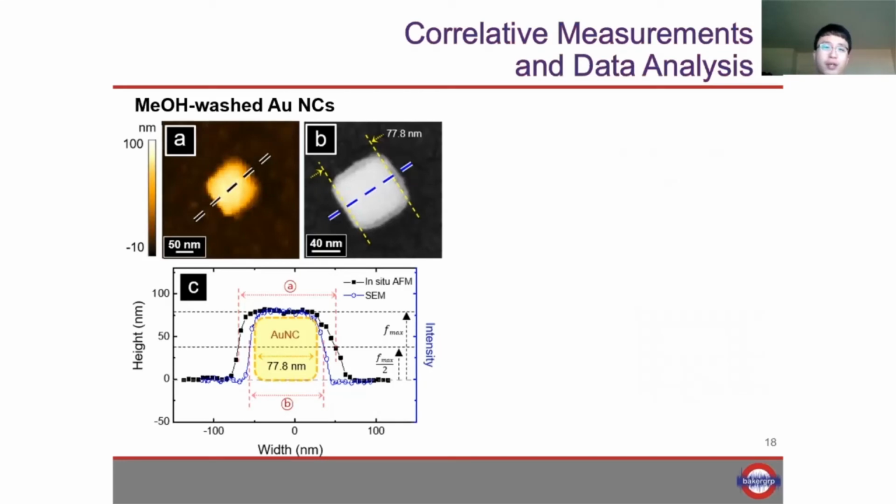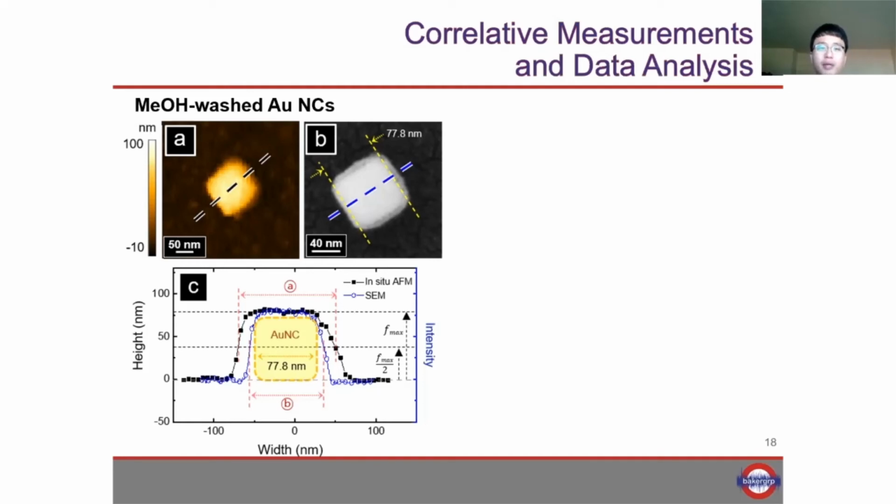So this figure is one example of the data analysis of correlative measurement. To compare CTAB ligand layer thickness under different imaging environments, as figures A and B show, the same nanocube was measured by in situ AFM and SEM. So line profiles from AFM, the black trace in figure A, and SEM, the blue trace in figure B, were extracted, then plotted together as combined in figure C.